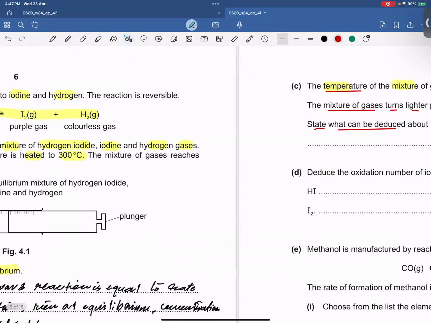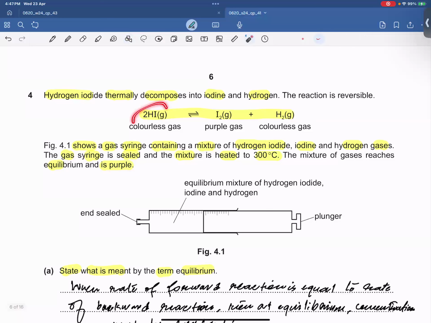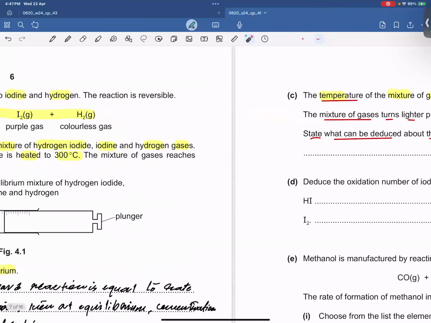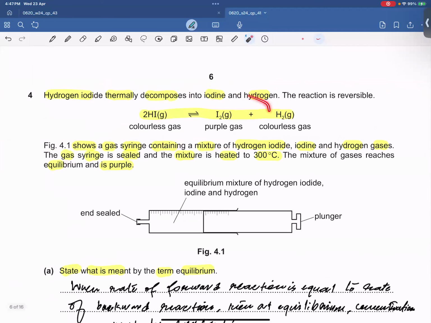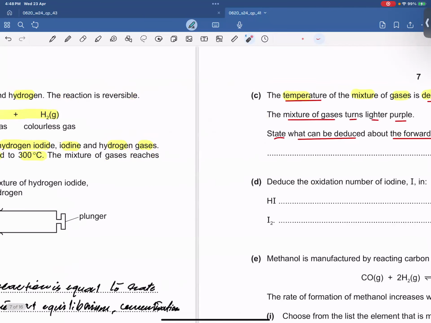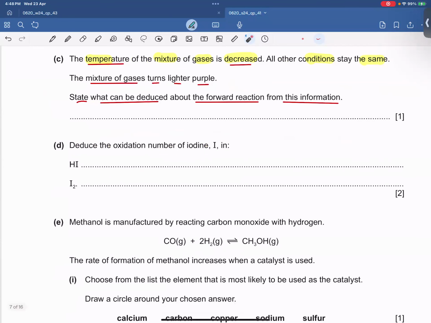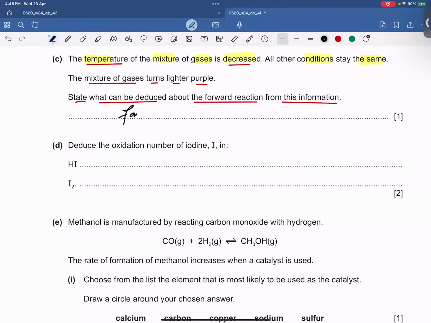By the way, note that one molecule is forming two molecules, which means it is a bond breaking process, and bond breaking process is always endothermic. Since it is an endothermic reaction, if you decrease the temperature in any endothermic reaction, equilibrium favors the left hand side. If equilibrium favors the left hand side, obviously the purple color will start becoming lighter, and in other words you can say colorless gases are observed. So the observation is that the forward reaction is endothermic.